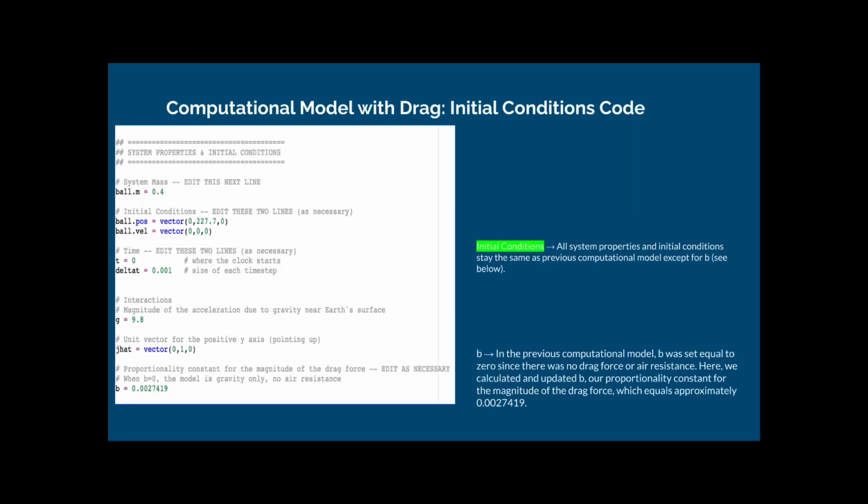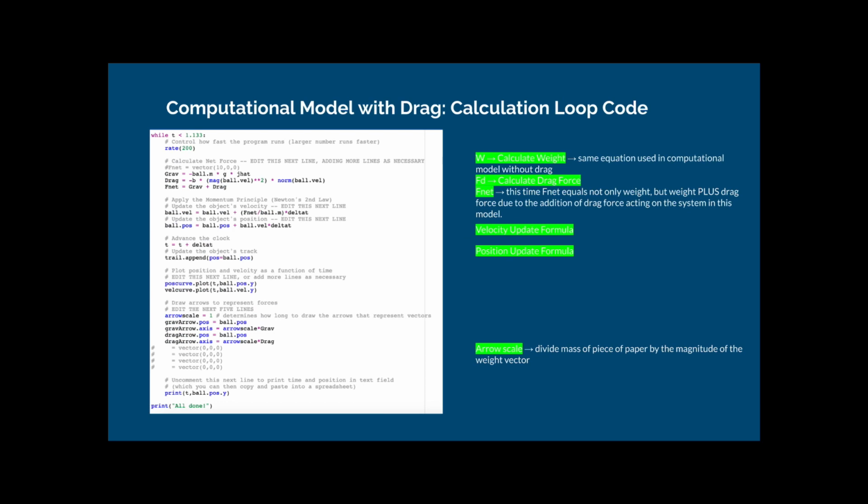The calculation loop also differs here. We must add the equation to calculate for drag, and now our net force equals not only weight, but weight plus drag force. We also had to set a new arrow scale. Something that hasn't changed is that both models use the position and velocity update formulas to derive data points for our resulting graphs for each time step.